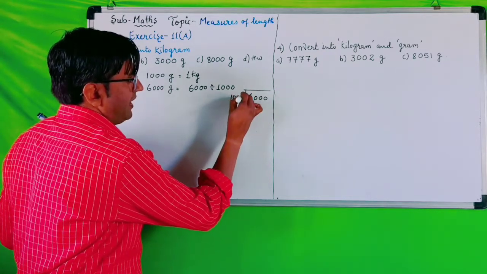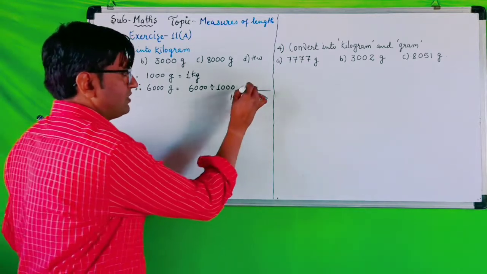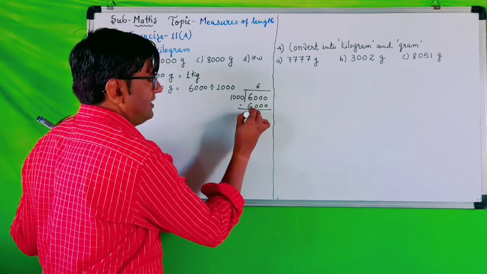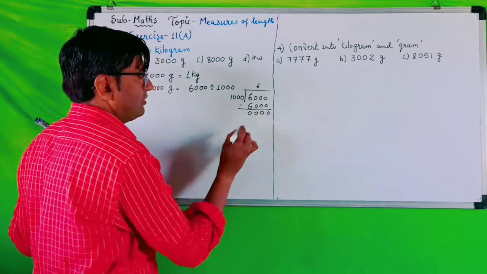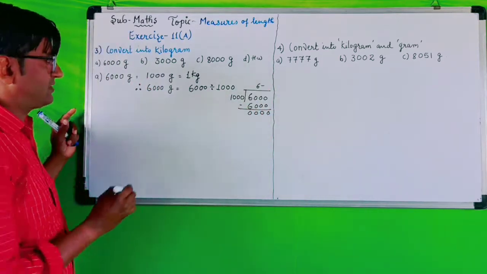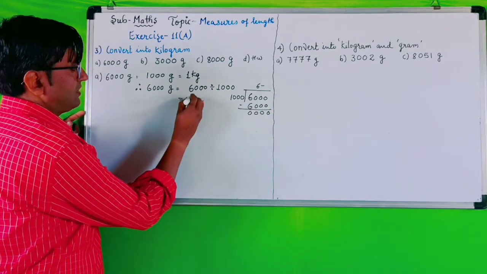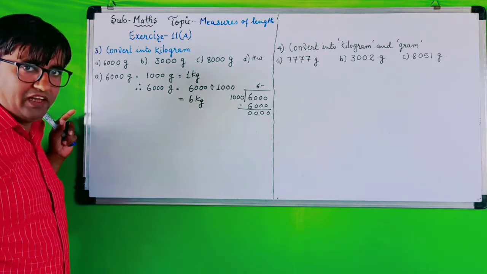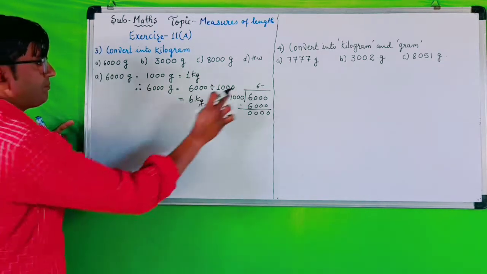Now here we will divide it. 6000 divided by 1000. 1000 6 are 6000. So what did we get? 6. Therefore the answer will be 6 kg. Okay, easy only. Next one.